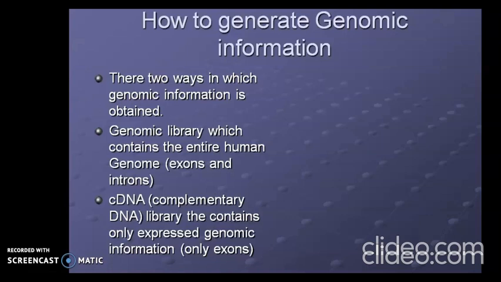as RNA matures, and they are not expressed in the final mRNA product, while exons are covalently bonded to one another in order to create mature mRNA. Exons are the coding sequences whereas introns are the non-coding sequences. And the second method is the cDNA or complementary DNA library that contains only expressed genomic information. That is, it only consists of exons.